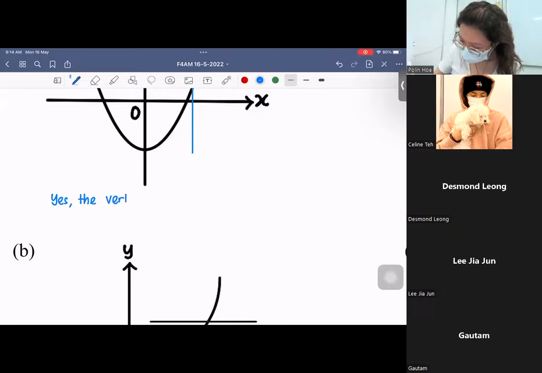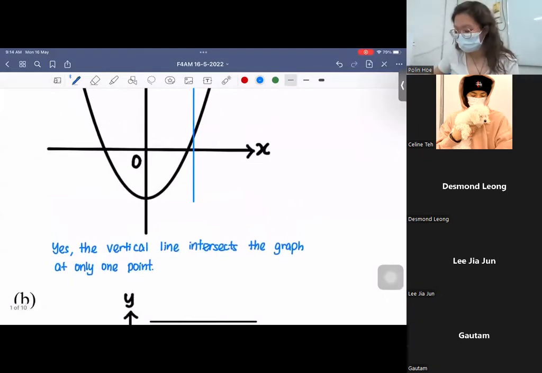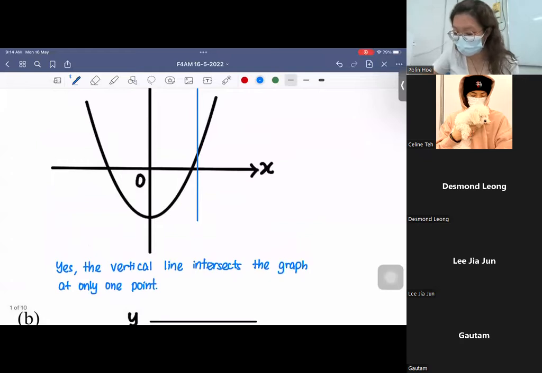The vertical line intersects the graph at only one point. Okay? So you have to always check that. Sometimes it might not be.